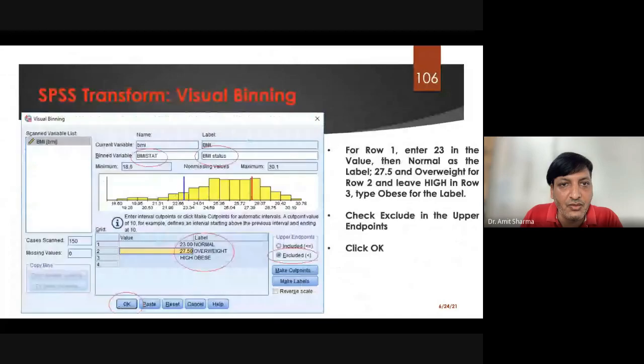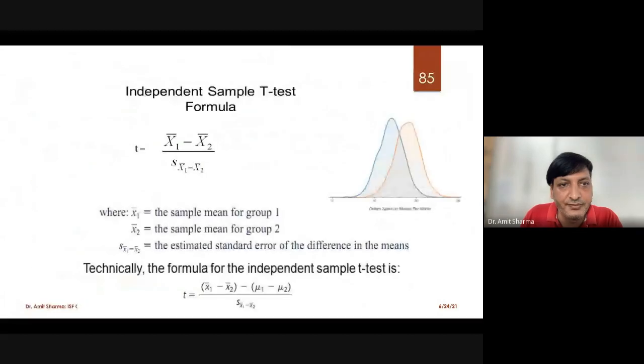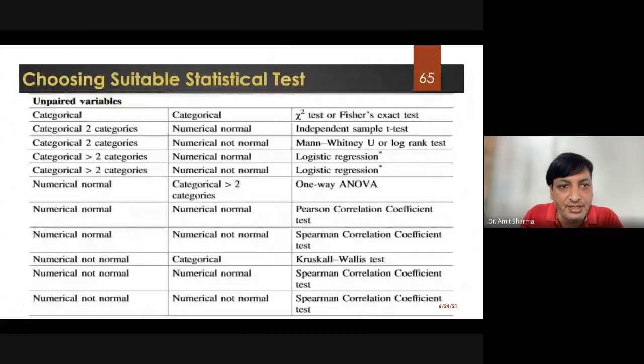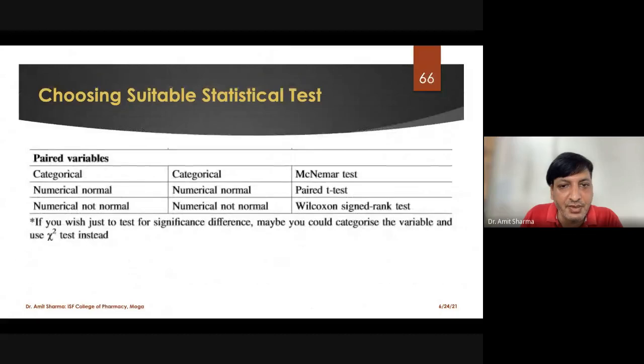Look, we'll go to our chart which we are referring. Yes, for paired variable, this is the test, the Wilcoxon signed rank test. And Mann-Whitney U and Wilcoxon signed rank test are somehow similar.